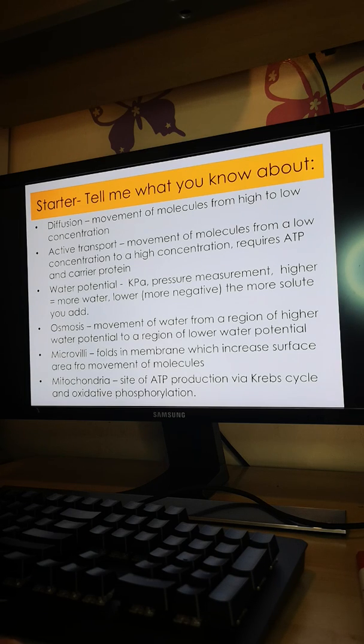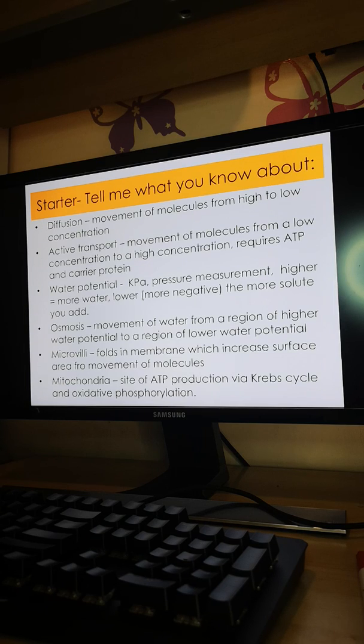Microvilli, so these are the folds in the membrane which we've met a number of times for different cells and their specializations, which increase the surface area, that should say, for the movement of molecules. So if we think about the times that we've met that before, it was in the epithelial cell, the small intestine. We're going to meet it again in the convoluted tubule cells of the kidney. So a lot of the kidney is about movement of molecules.